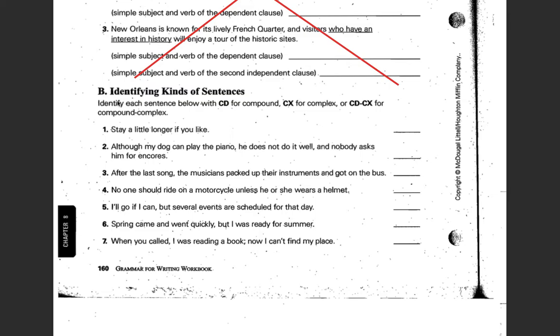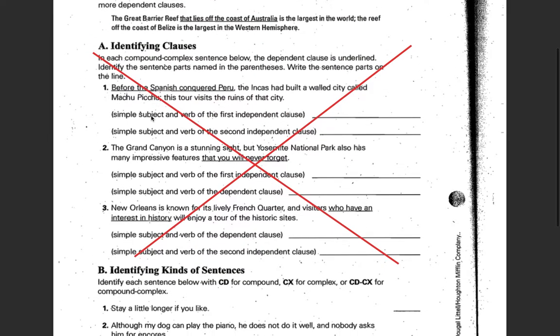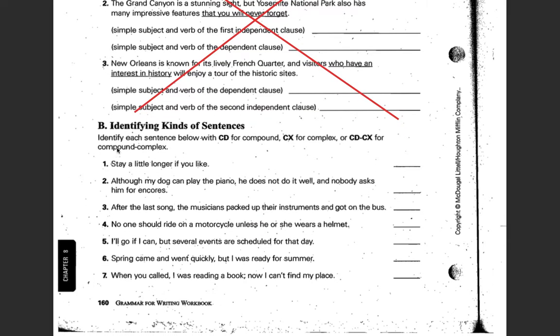So let's have a look at this exercise. The first part of this page, exercise A, is not needed. Identify each sentence below with CD for compound, CX for complex, or CD, CX for compound complex. Okay. So there are no simple sentences in this exercise, only compound, complex, or compound complex sentences.